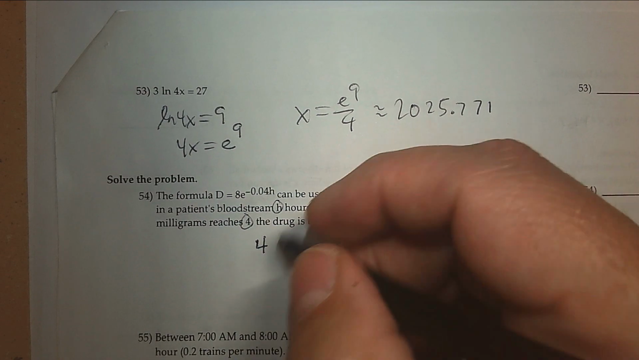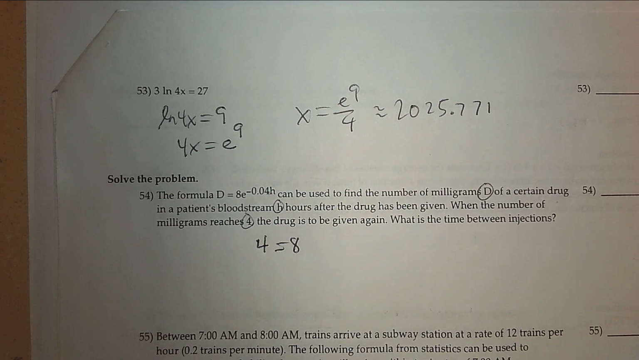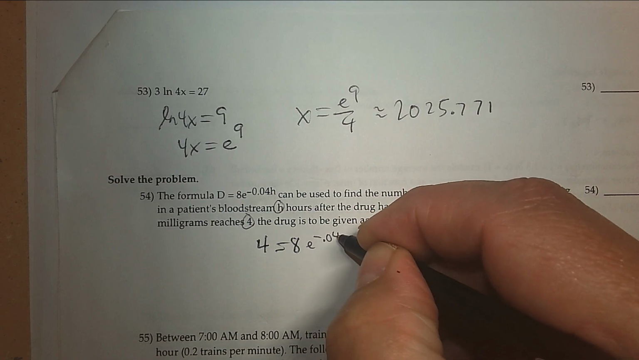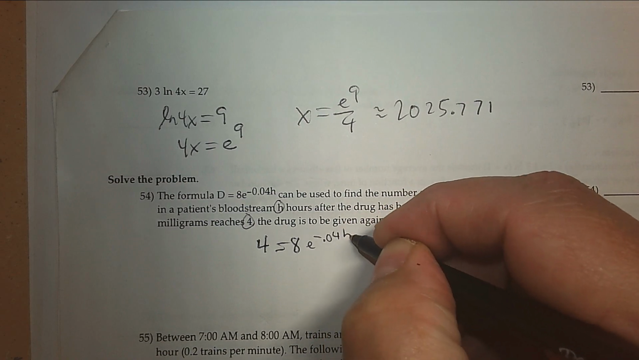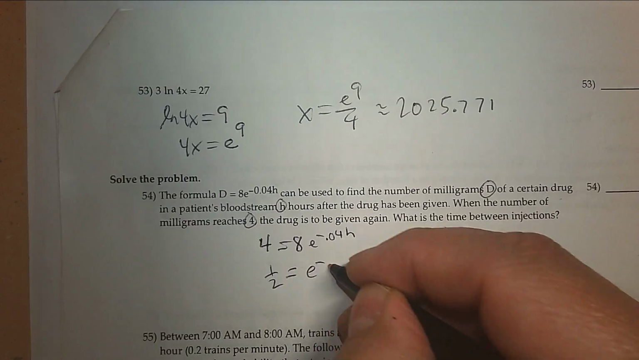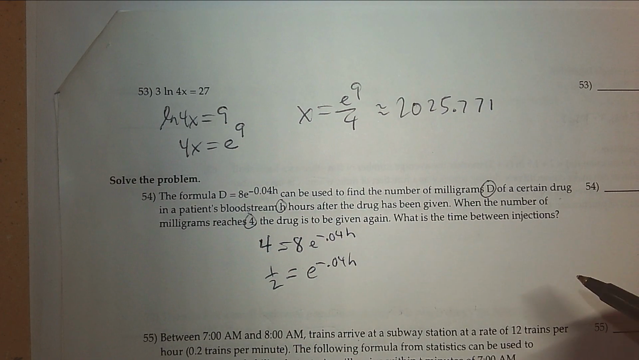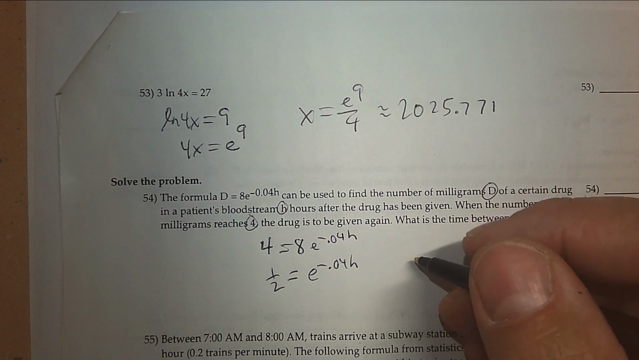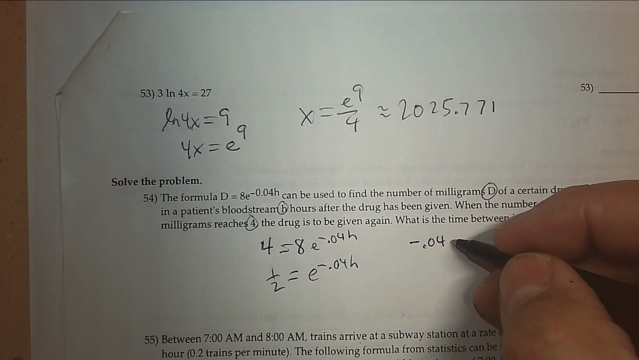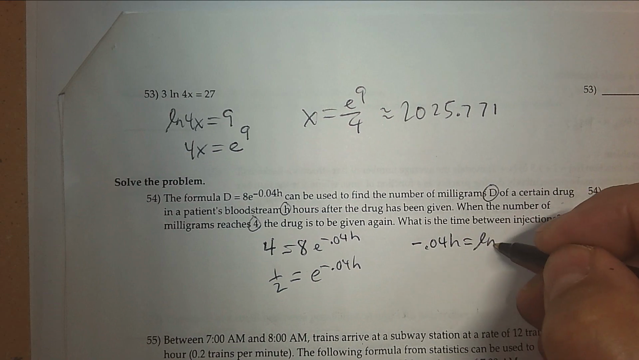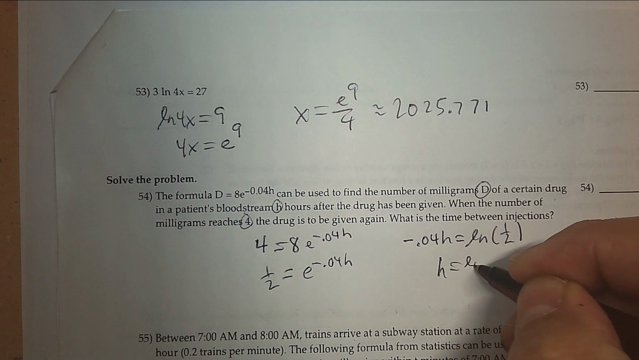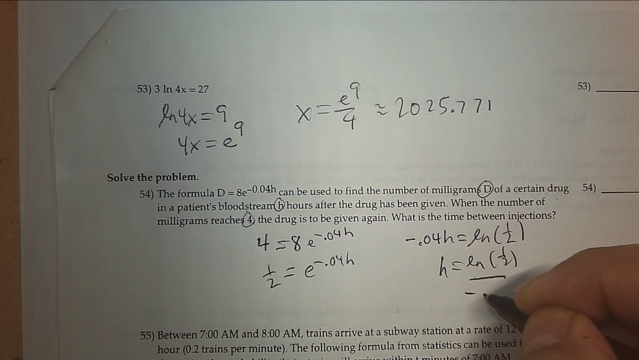I'm going to plug in 4 for the number of milligrams. And then I'm going to solve for h. So I'm going to divide by 8. 4 divided by 8 is a half. I'm going to write this as a logarithm. So the exponent is negative 0.04h. The logarithm is ln, that has a base of e, and what goes inside is 1/2. And then the last step is ln 1/2 divided by negative 0.04.